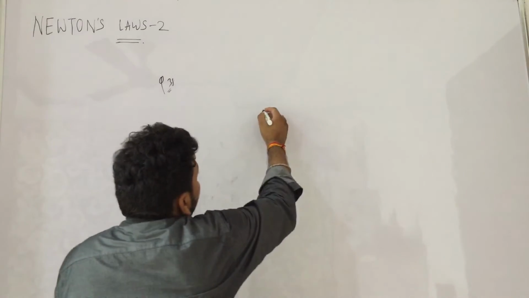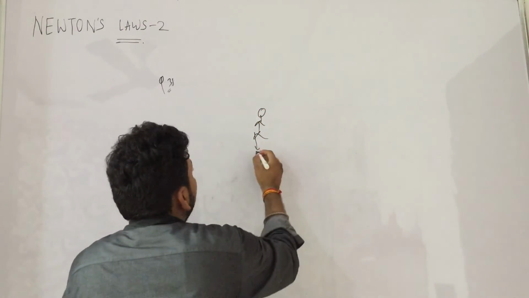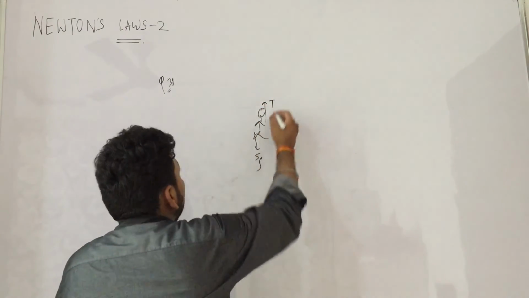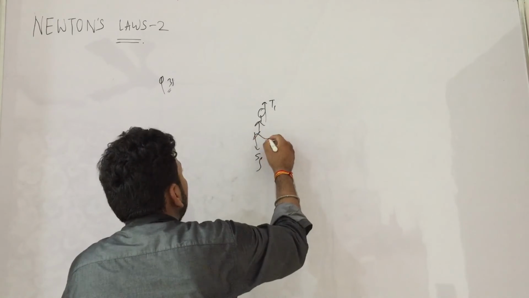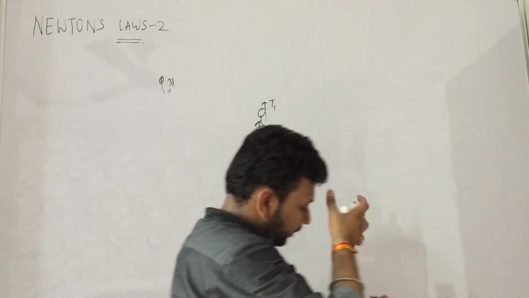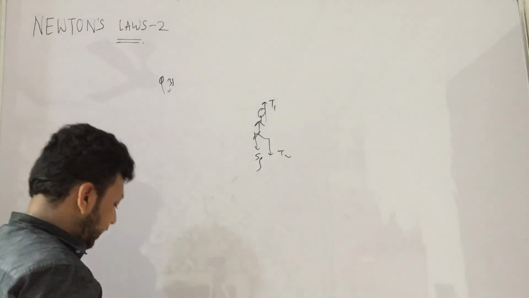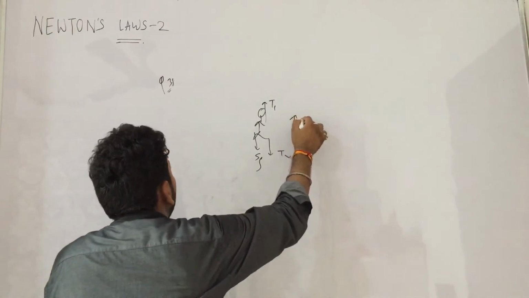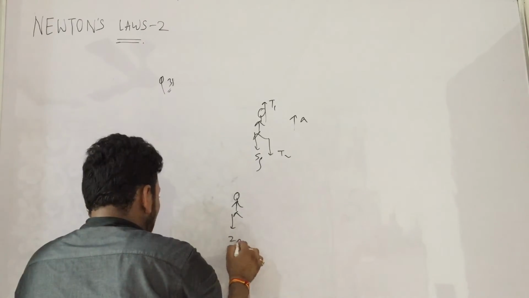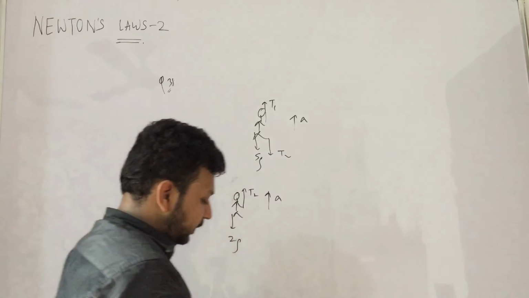So what will be the FBD of the above monkey? Above monkey: 5g, the tension in the hand T1, and the tension in the tail T2. T2 can at max be 30 and the monkey is going up. If we talk about the lower monkey, 2g, T2, and the monkey is again going up. Yeah, this is the FBD.